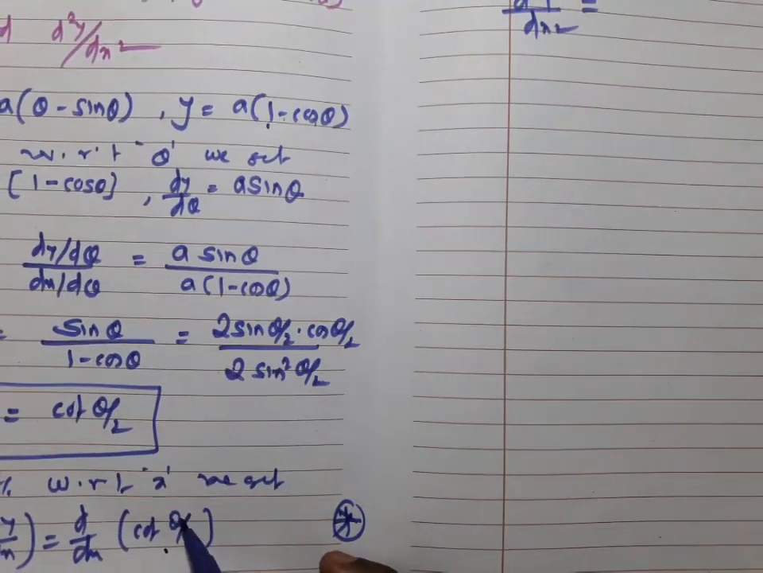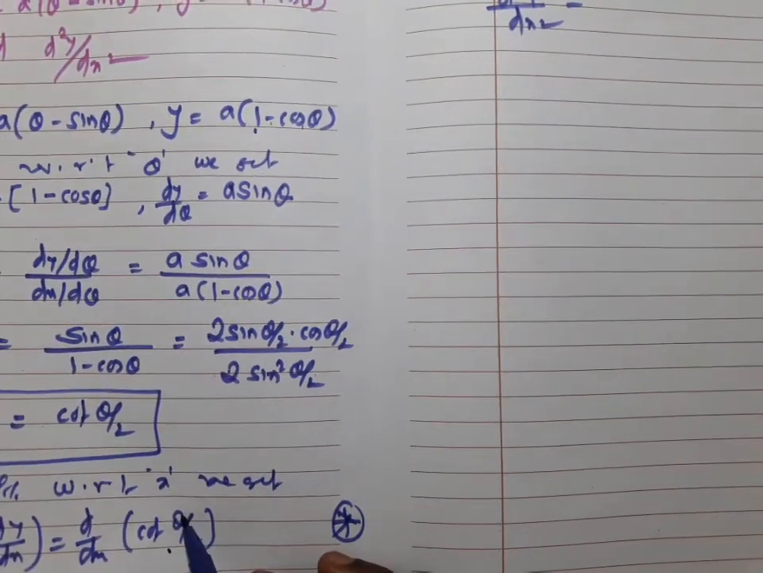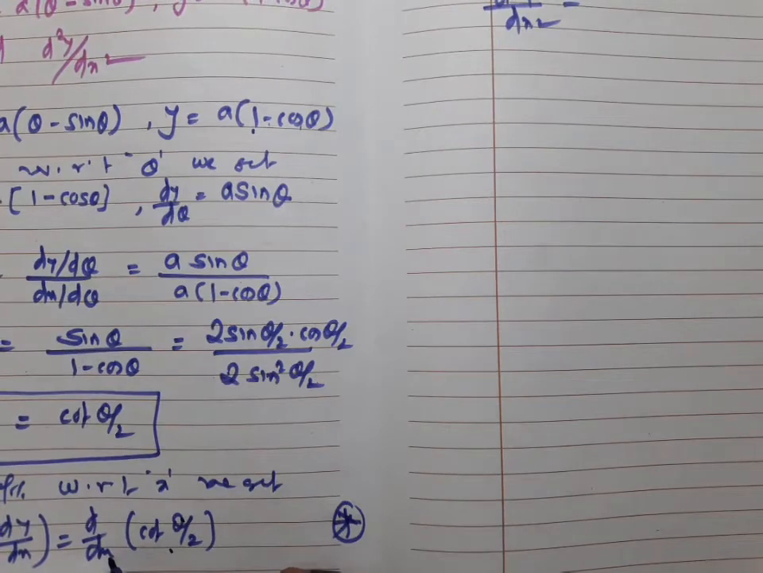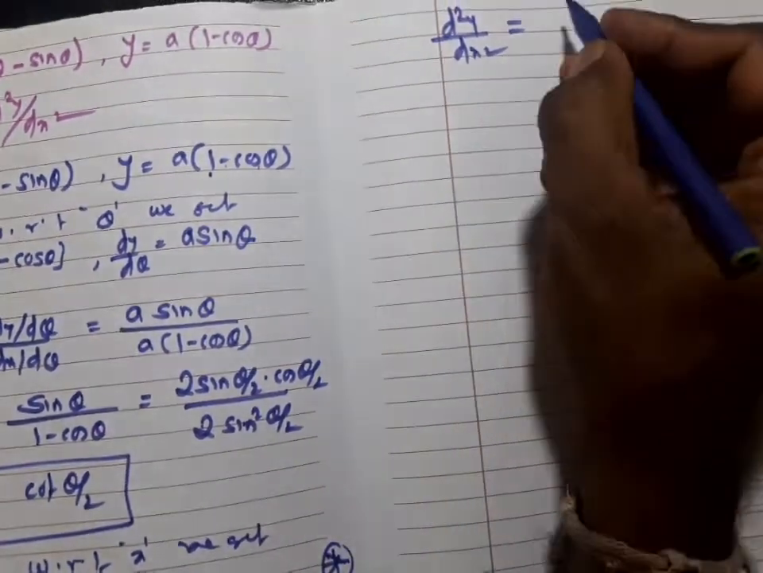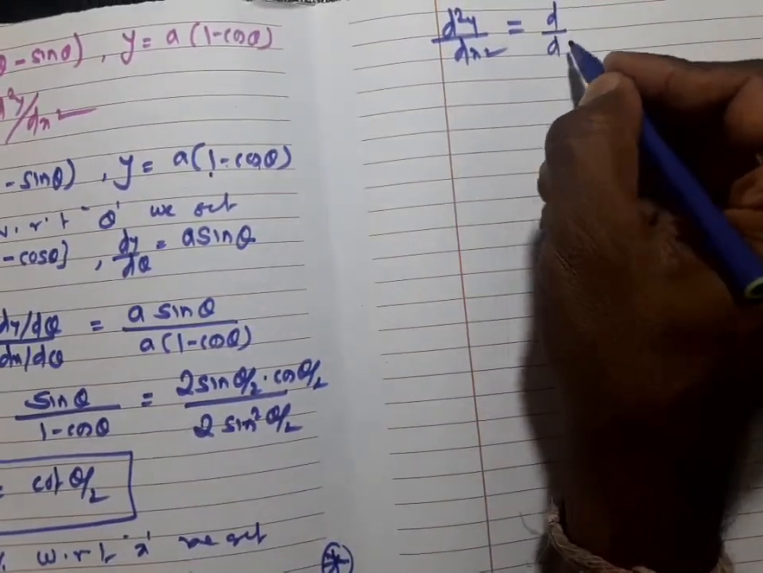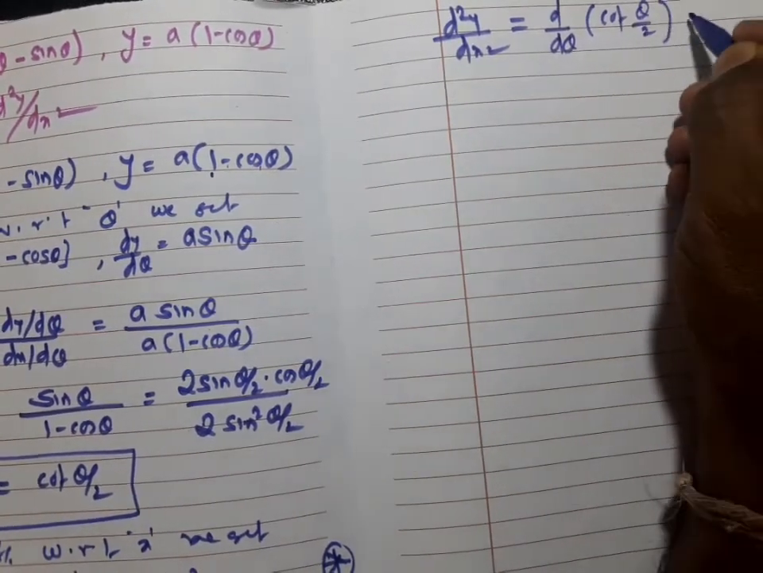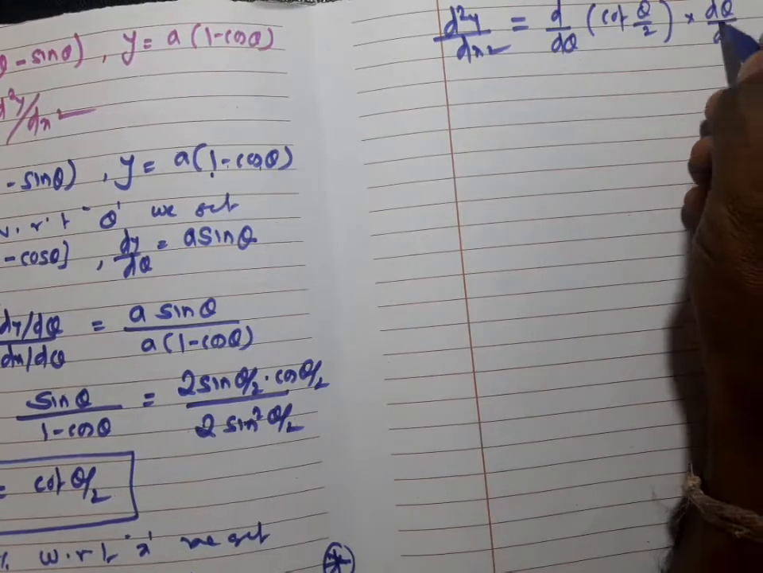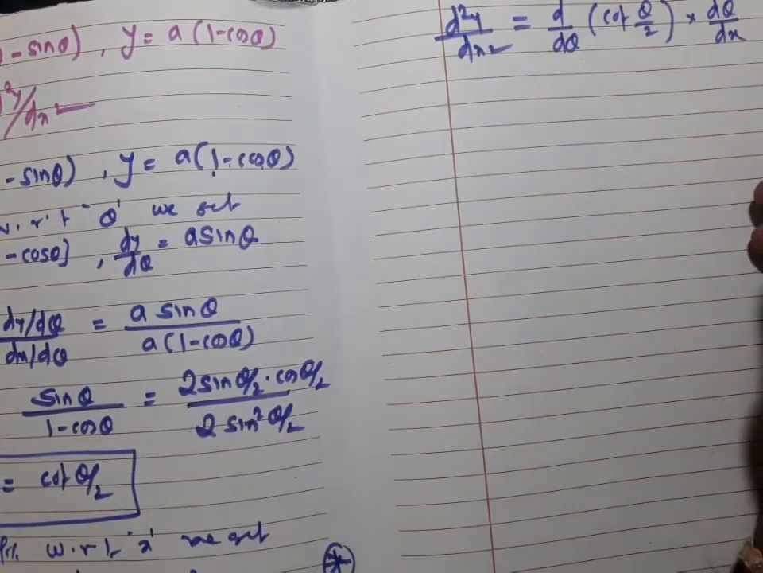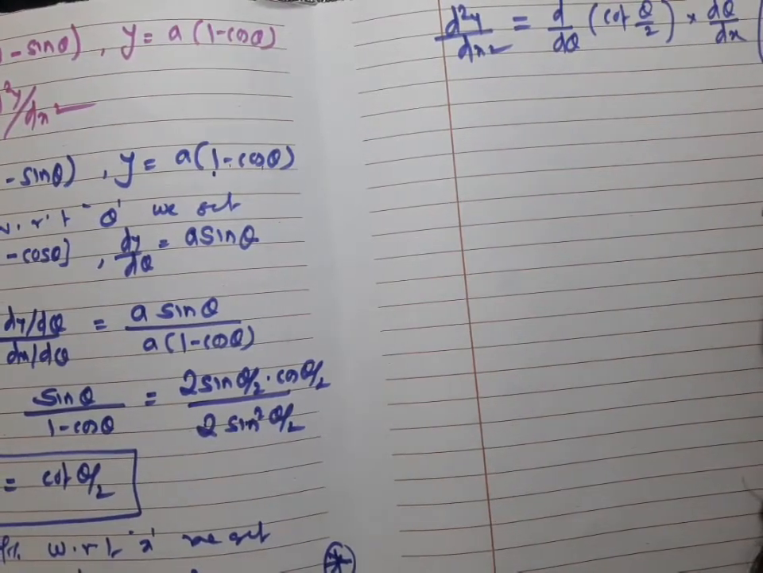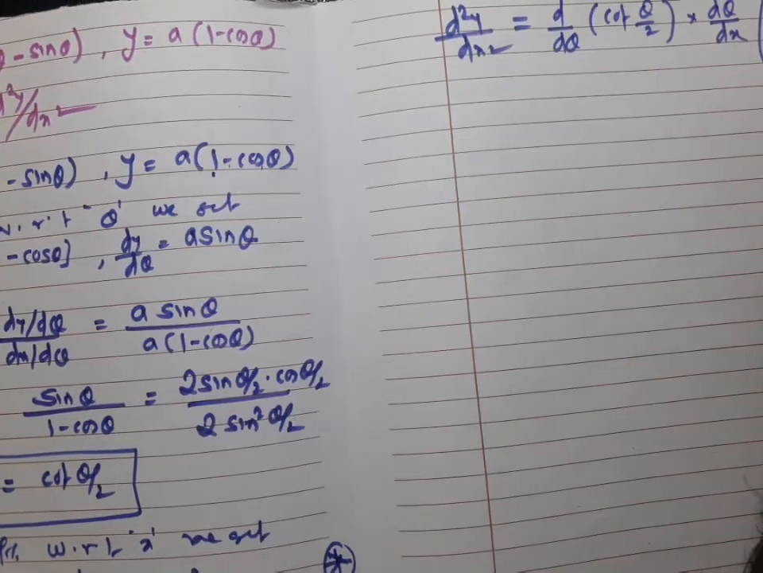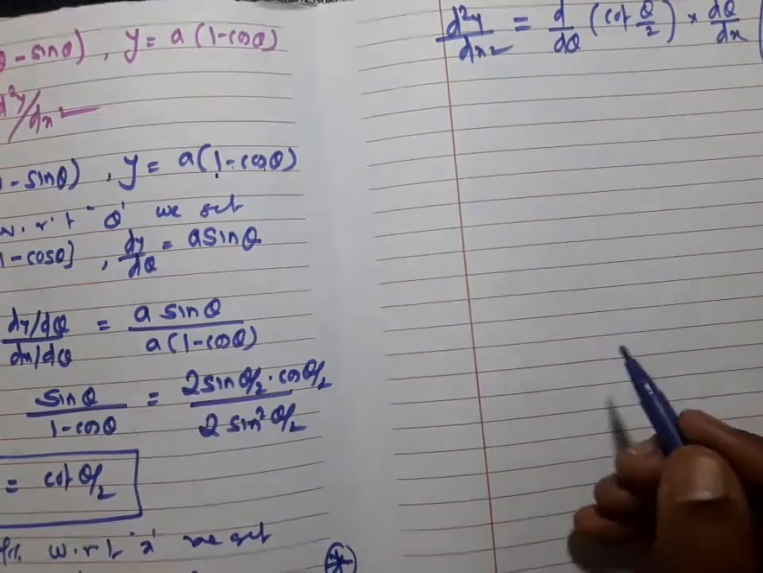The independent variable is theta and the derivative we are going to find with respect to x. So it is not possible. So we are going to use here d by d theta of cot theta by 2 into d theta by dx. That is a chain rule. So I have written d by dx is d by d theta into d theta by dx by the chain rule.